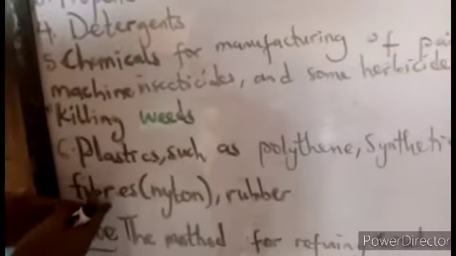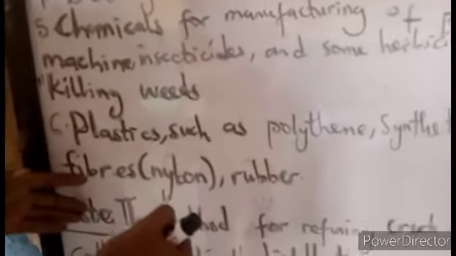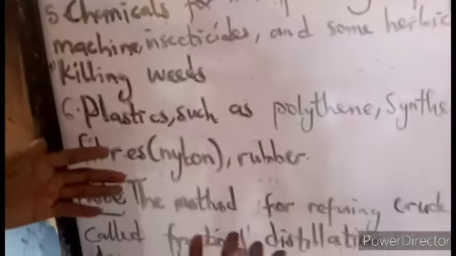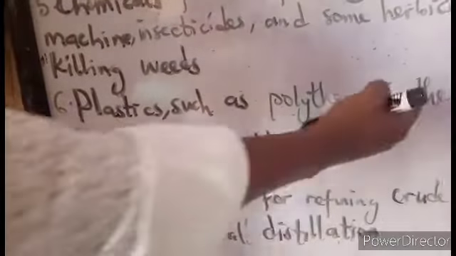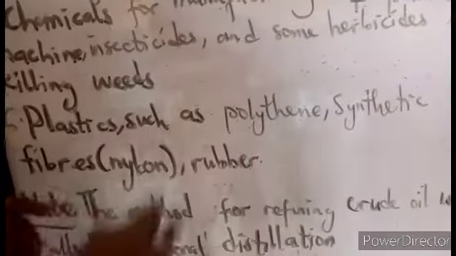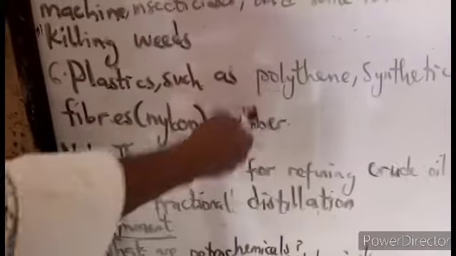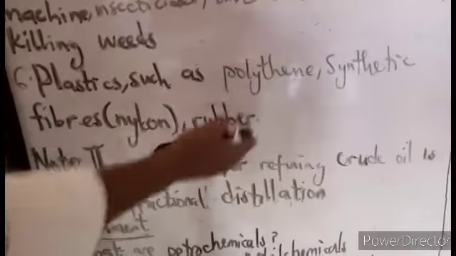Synthetic fibers, like other nylons. There are some other thick nylons, like the roof of the canopy. The top, that cover is made up of synthetic fiber because it's very thick. And your rubber product is also a product of petrochemical. All of these are examples of petrochemicals.